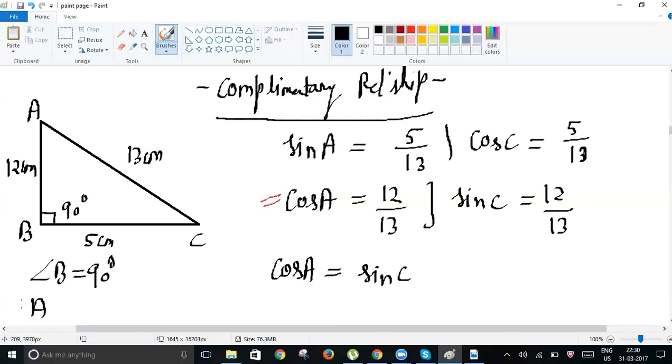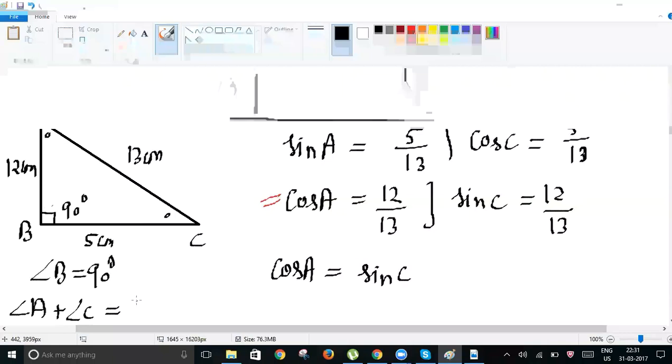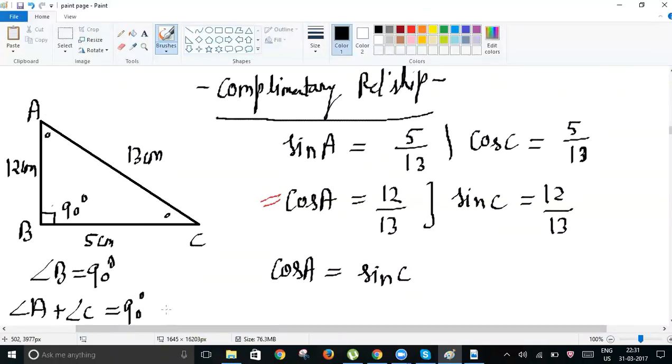So that means angle A plus angle C should be equal to what? In triangle ABC, sum of these two angles. As you already know that one angle is 90, so what will be the sum of the other two angles? 90. So if you wish, we can replace A by 90 minus C. Clear or not?